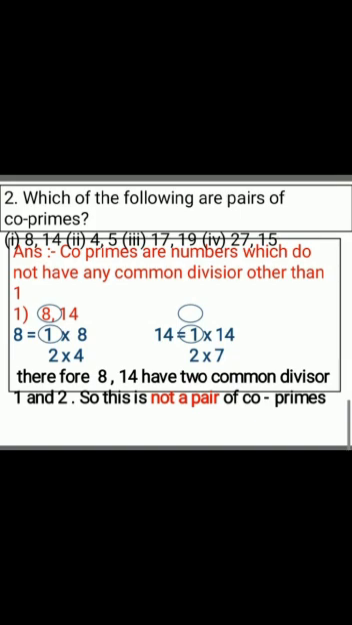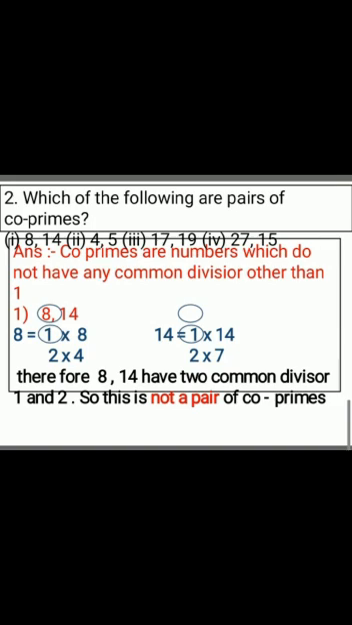The second question: Which of the following are pairs of co-primes? Now, before we go with this question, children, let us recall what co-prime numbers are. Yes, two numbers which have only 1 as a common factor or divisor are said to be co-prime numbers. That means co-primes are numbers which do not have any common divisor other than 1.